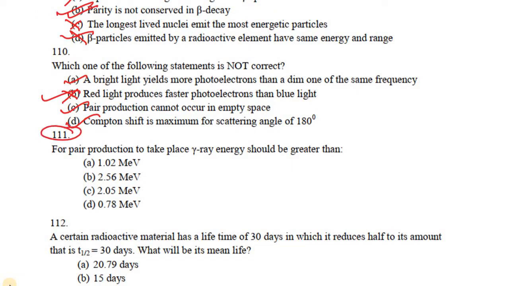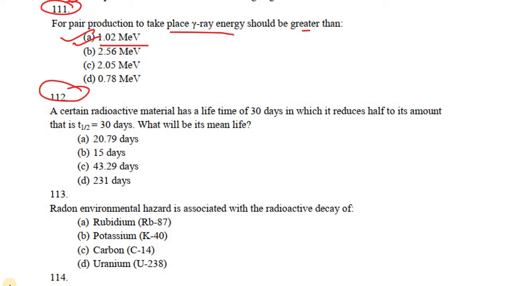Next, 111. For pair production by a gamma ray, the energy should be greater than 1.02 MeV.